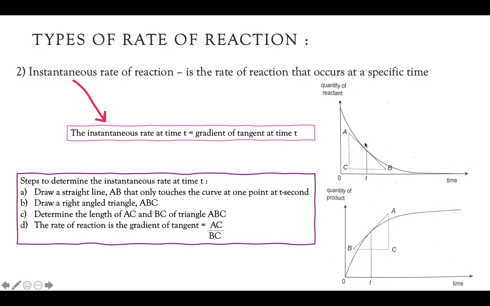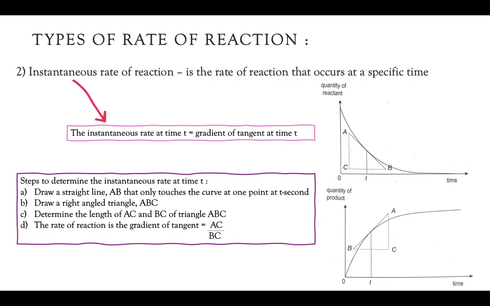Okay, tengok contoh. Kat sini we have graph quantity of reactant against time, dan kat sini kita ada graph quantity of product against time. So saya ambil contoh yang ni. Okay, let's say kita nak calculate the instantaneous rate of reaction at time t. So this is the time taken here. Ambil je time ni, kita extrapolate until it touch the curve of the graph. And then, pada point ini, kita akan drawkan a straight line of AB. Okay, A, B, dan this straight line touch the point at T second. Okay, so that's the first step.